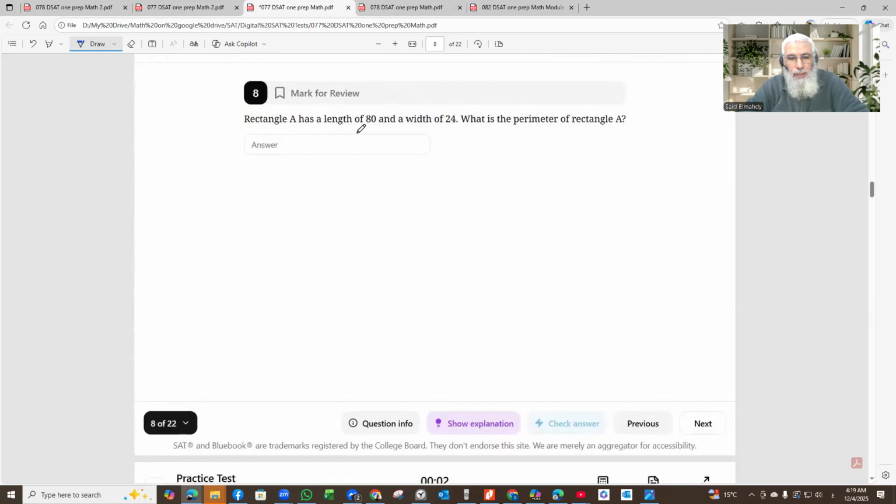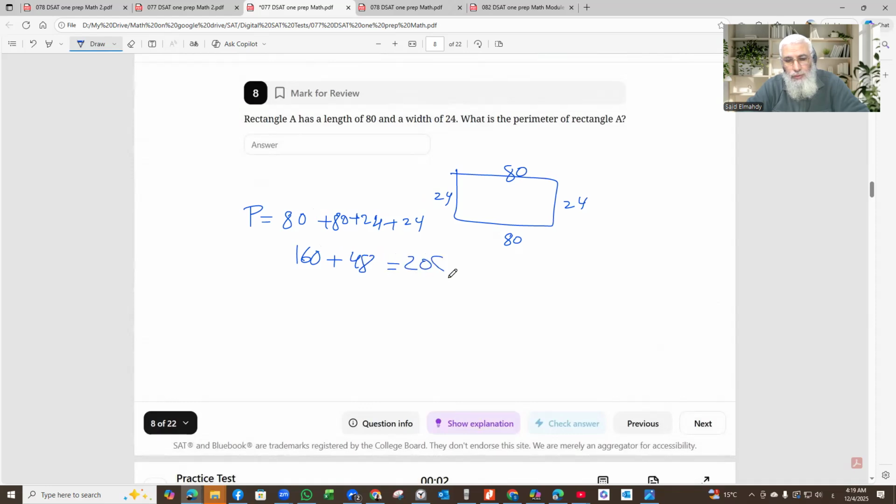Rectangle A has a length of 80 with width of 24. What is the perimeter? Perimeter, we add all outside lengths. 80 plus another 80 plus 24 plus another 24. 80 plus 80 is 160, 24 plus 24 is 48. So this is 208. So the answer is 208.